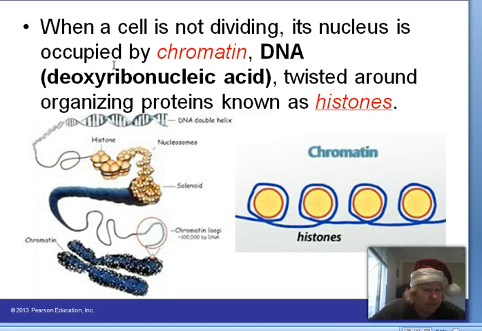Okay, let's get started. When a cell is not dividing, its nucleus is occupied by chromatin. DNA, deoxyribonucleic acid, is twisted around something known as histones. This is chromatin. These little gumball looking things are histones. So when your DNA is wound around these guys, it's called chromatin. So here's your DNA. It winds around the histones and becomes chromatin, and then it becomes a chromosome.